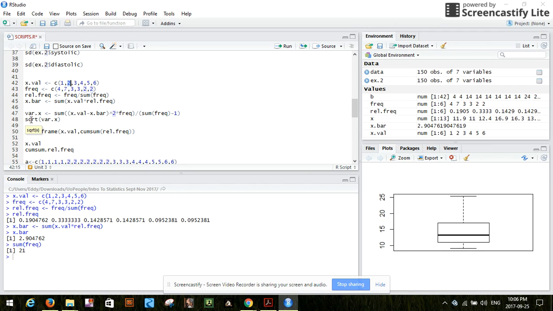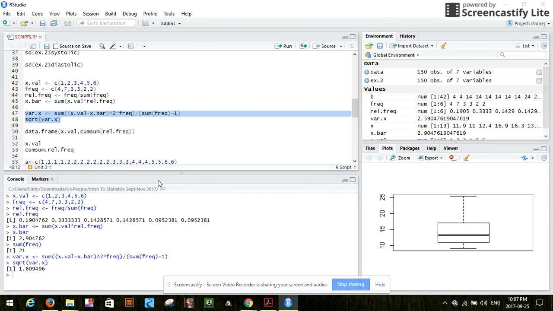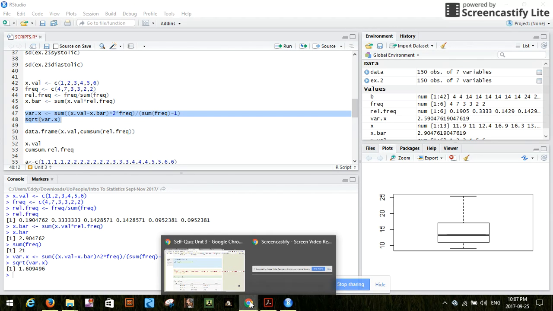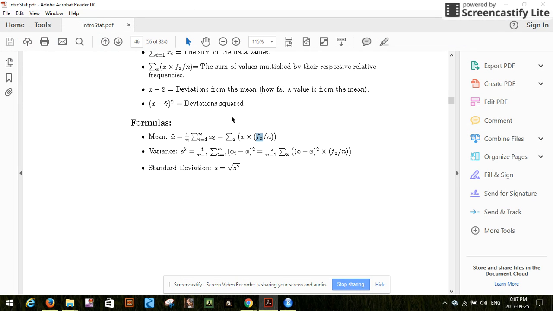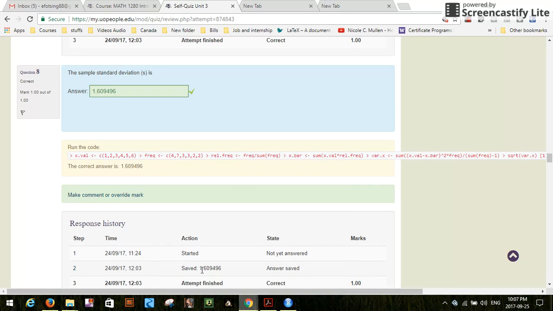Now we need the square root of the variance, which is going to give us the standard deviation. Let's run this and see what we get. So 1.6. Again, same formula you see in your book, page 46. So these are the two formulas. The variance is given by this.